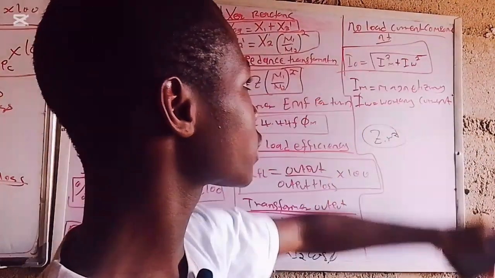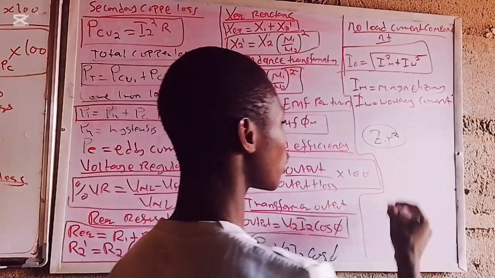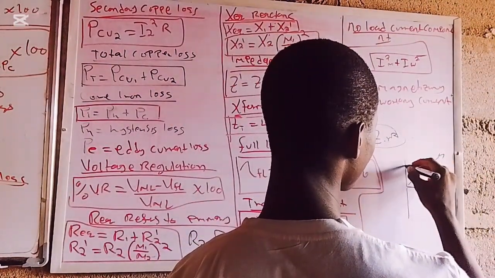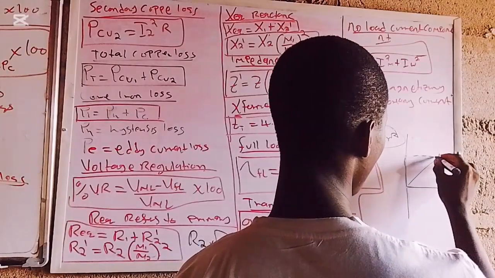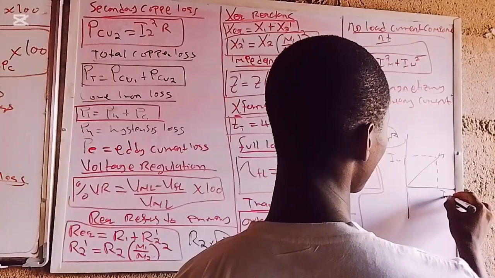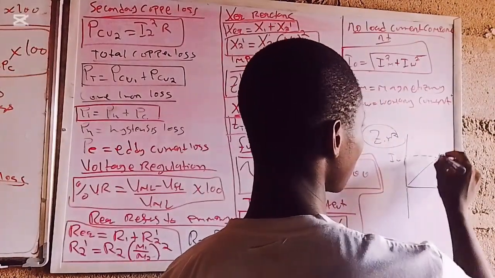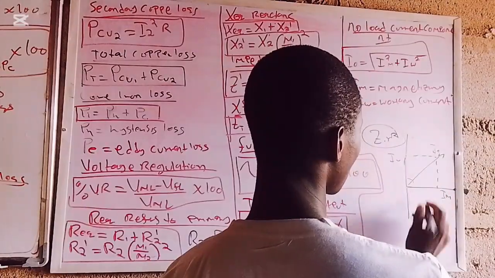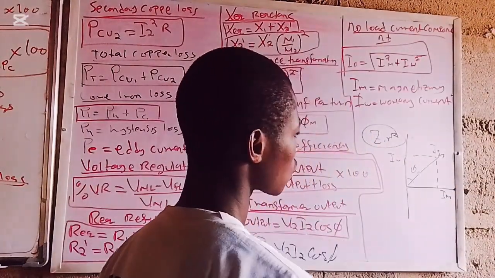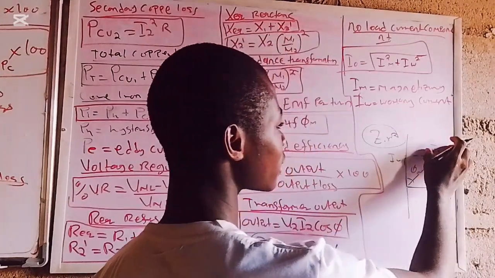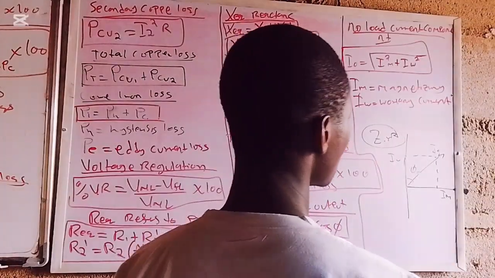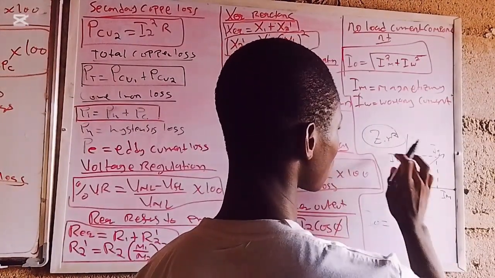So we have the no load current components. If you will recall, but I will not explain that in this video, we have something like this. This is the working current, this is the magnetizing current, this is the I naught, and this is psi. So as you can see, I naught has two component currents, this and this.